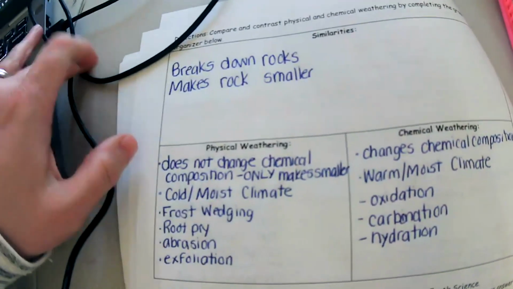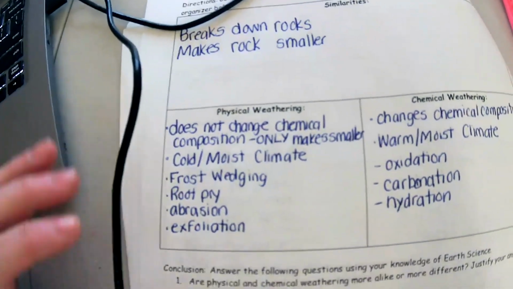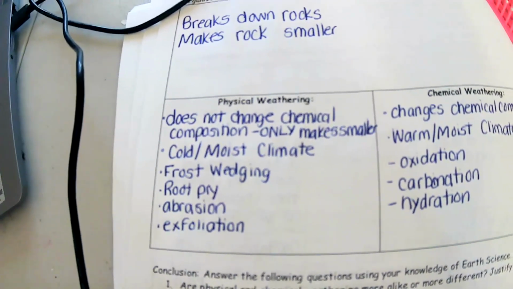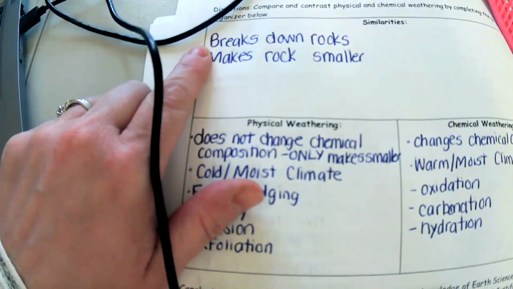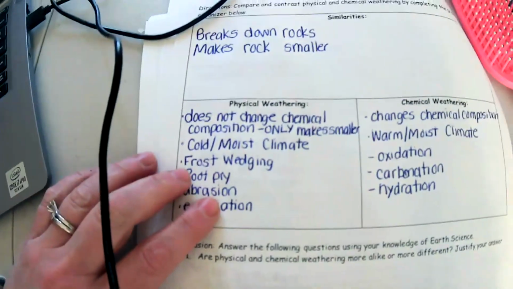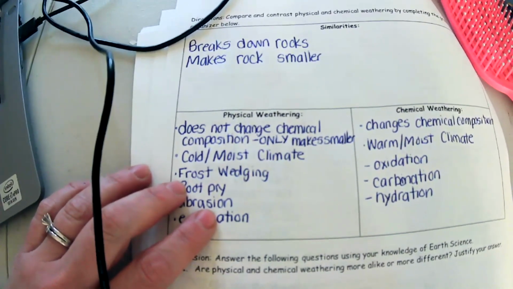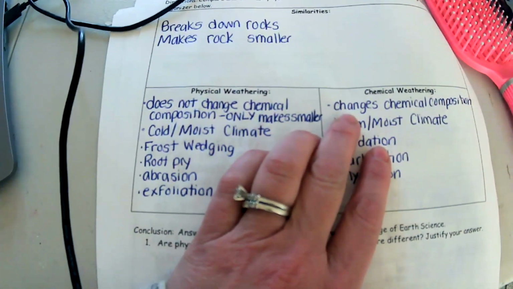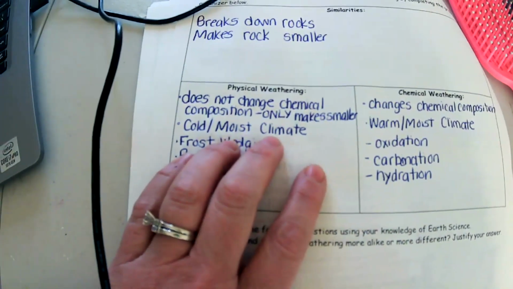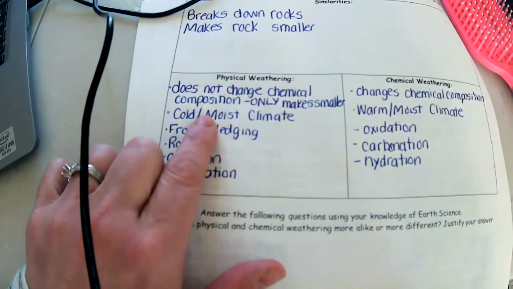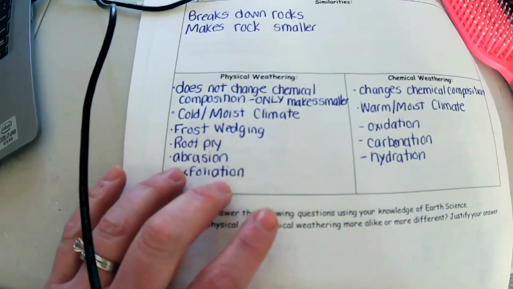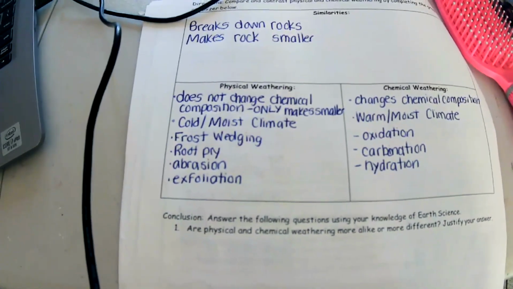All right. The similarities: many of you probably put they're both weathering, which please add to that, weathering is the breaking down of rocks. And they both make rocks smaller. Physical weathering does not change the chemical composition, only makes them smaller, whereas chemical weathering changes the chemical composition. A really important difference is that physical happens in cold and moist climates while chemical happens in warm and moist climates. Then I listed the four different and the three different types. So that is a good start.